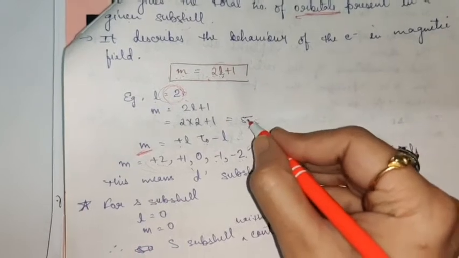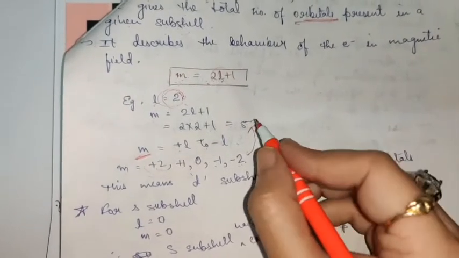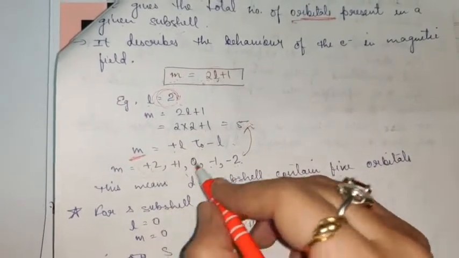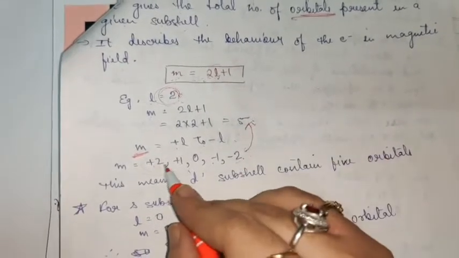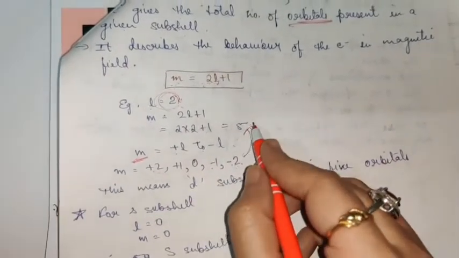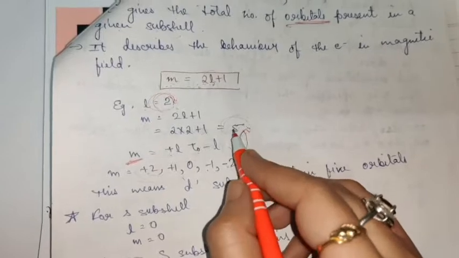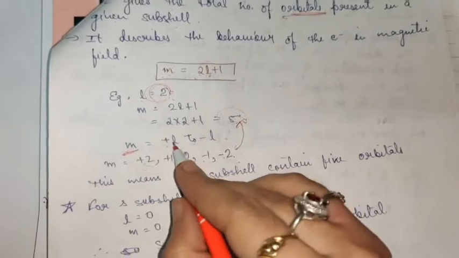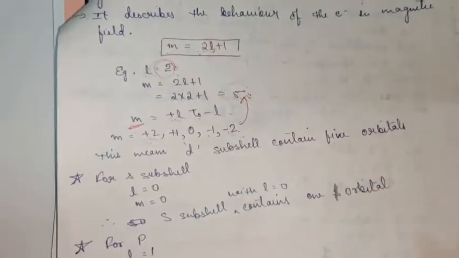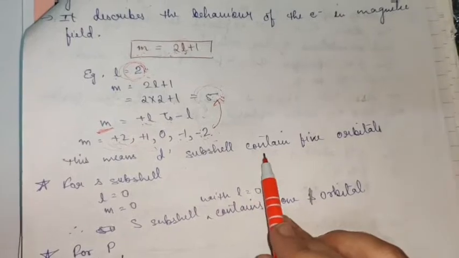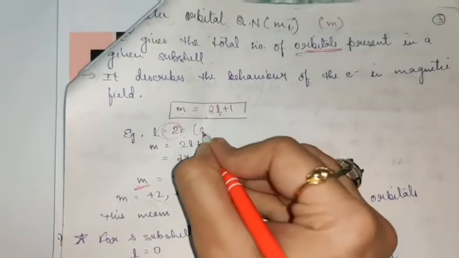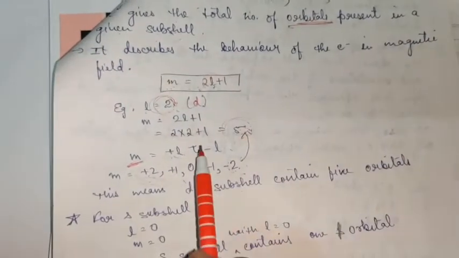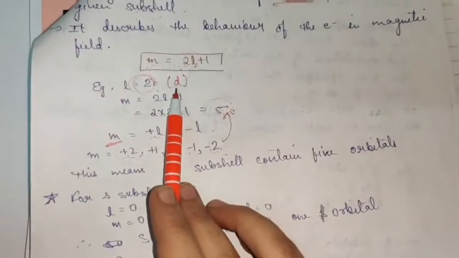And if you have to mention the values of magnetic quantum number, what are those 5 values, then you can mention it like this. Our total number of orbitals is 5 and the values are mentioned here, which is equal to plus L to minus L. This means that D subshell contains 5 orbitals. L equals to 2 means we are talking about D subshell, and D subshell has how many orbitals? It has 5 orbitals.